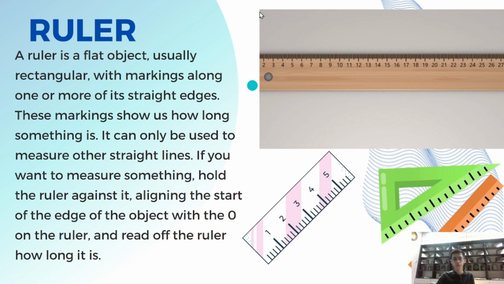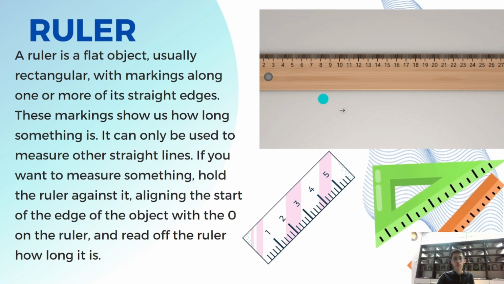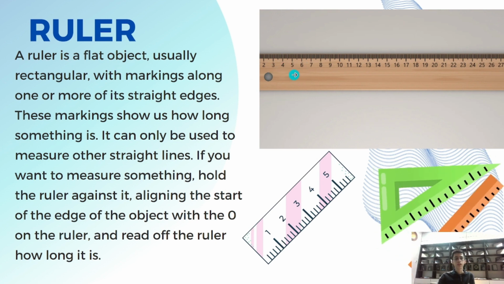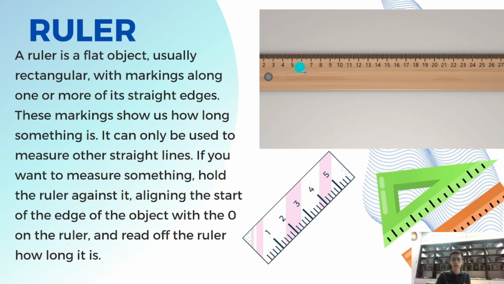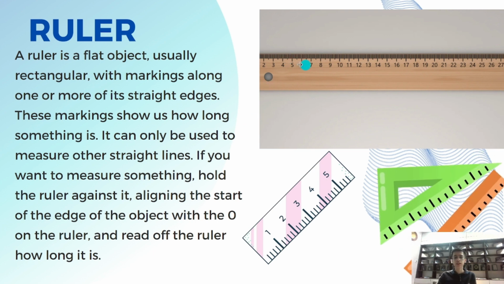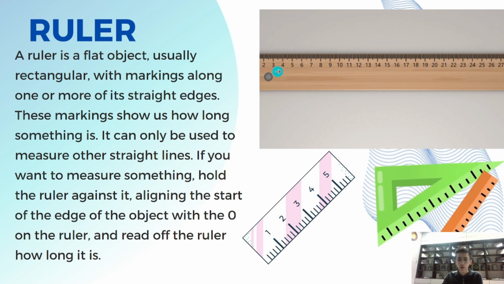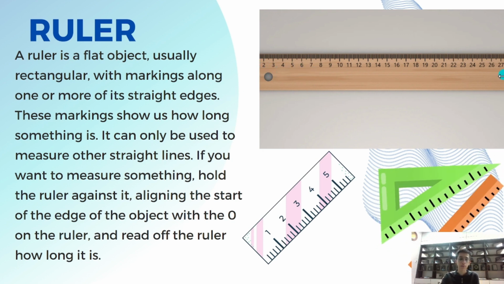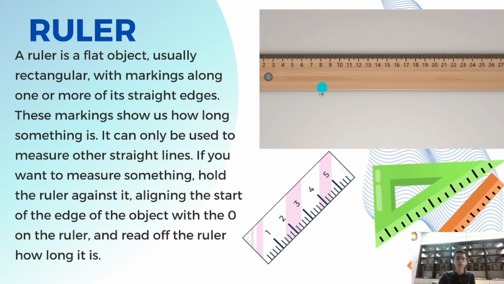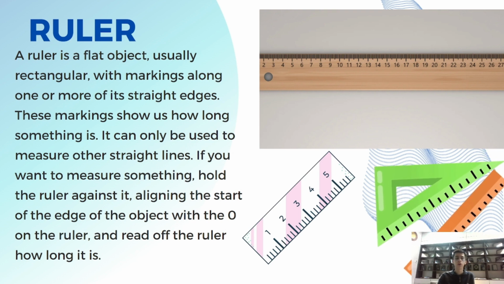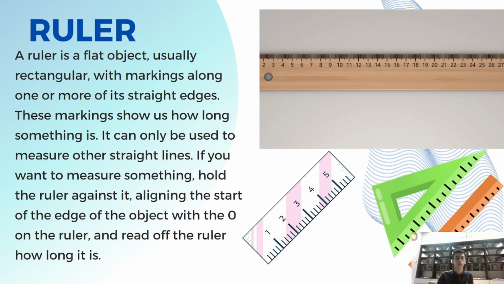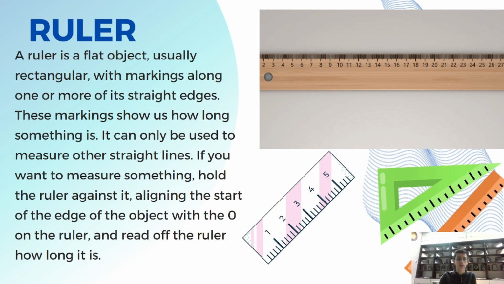Ruler. It's a ruler. You know, a ruler is a flat object. Usually it's rectangular. Look at this, it's rectangular with markings along one or more of its straight edges. Look at these markings: two, three, four, five, six, and so on. These markings show us how long something is. It can only be used to measure straight lines.